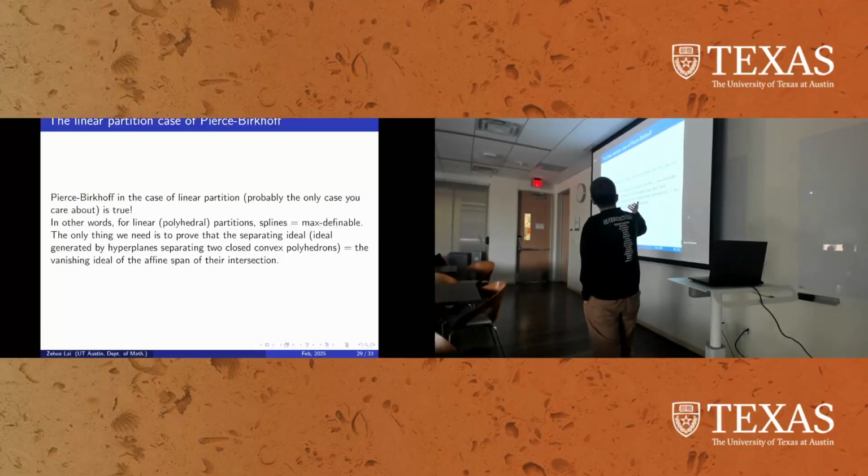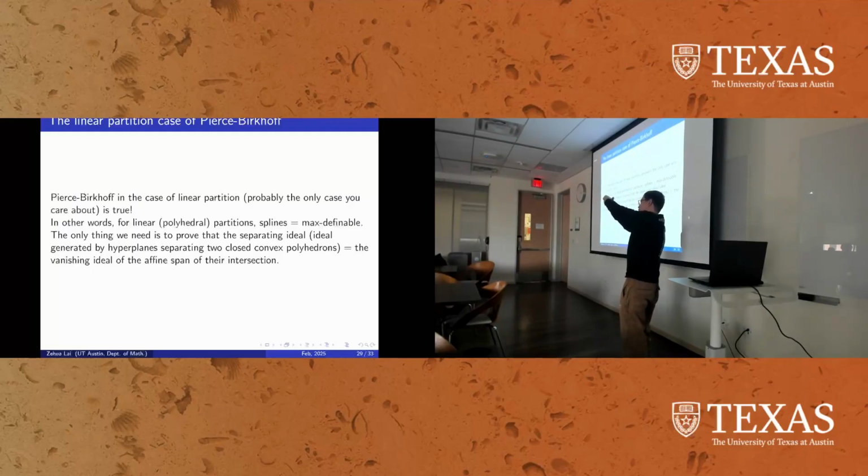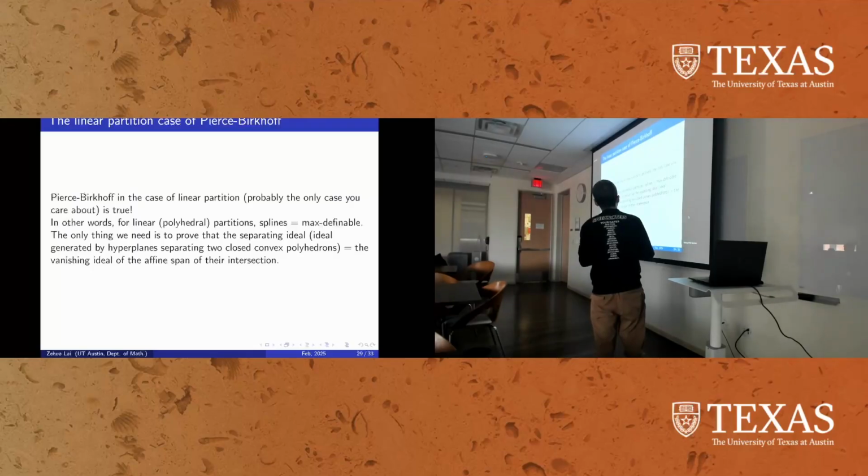To prove this, we need to somehow prove again the separating conjecture, which says that the separating ideal, which is the ideal generated by hyperplanes separating two closed convex polyhedrons, equals the vanishing ideal of the affine span of their intersection. So if you have two convex polyhedrons, and maybe they touch in a plane, and here we have a plane that's separating them, then you need to prove that the intersection of all planes separating two convex polyhedrons is just this hyperplane. If you transform the original problem to this, then this is almost a trivial problem. This is intuitively correct.